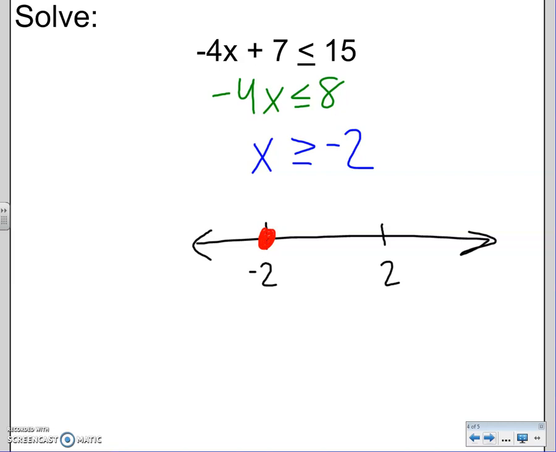And we're shading which way? x is bigger than, so greater means go to the right. So anything over here works. So I can plug anything over here to check. I like the number 0. 0 is easy to use.